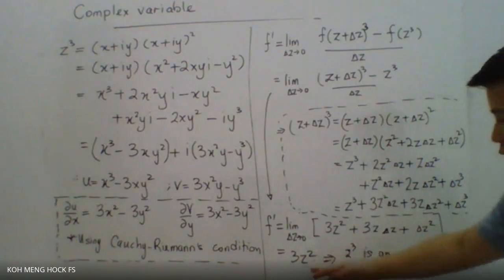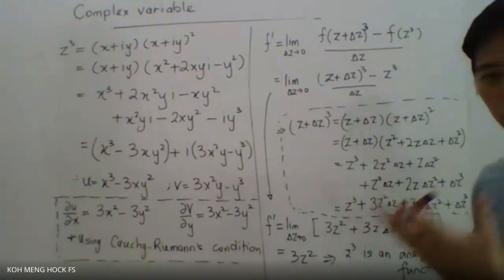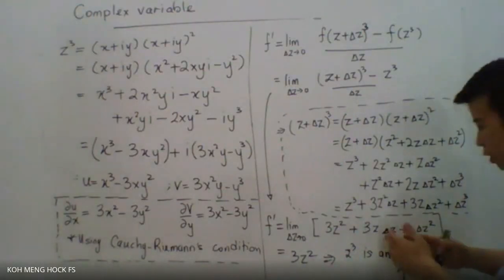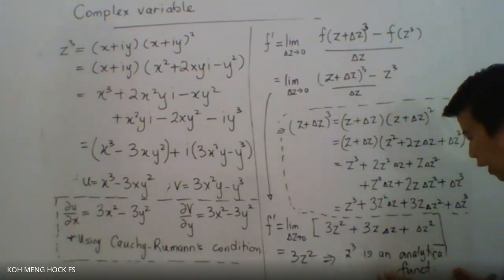Okay, and because there is no dependence on delta z now, because if I had a dependence on delta z, it would mean my path is going to play a role. So when I don't have delta z now, 3z squared, it means this z to the power of 3 is an analytical function.